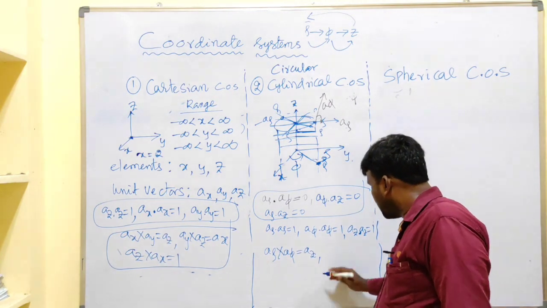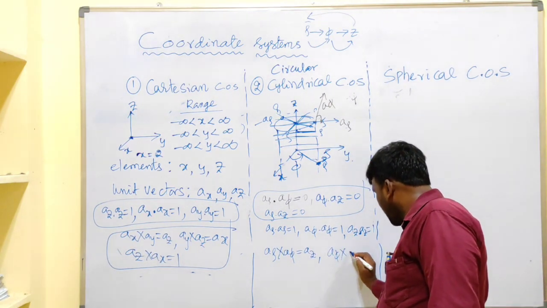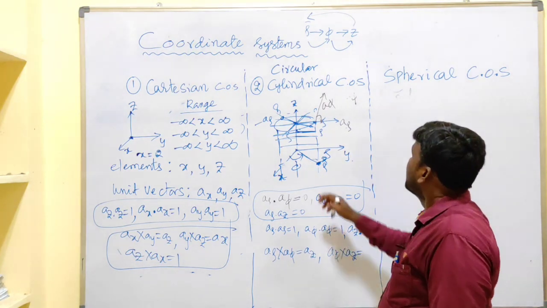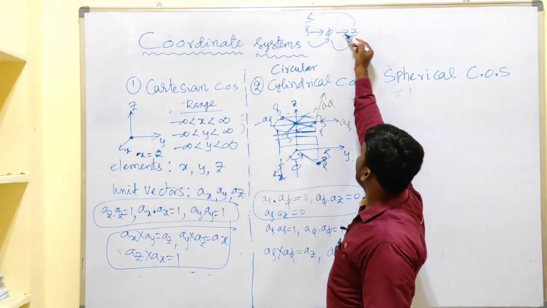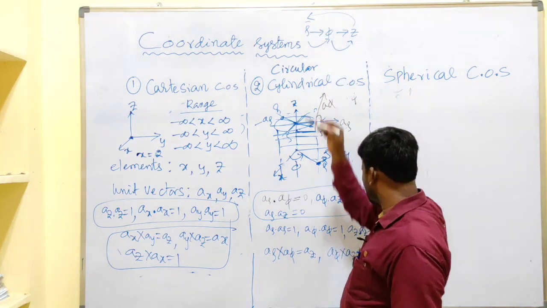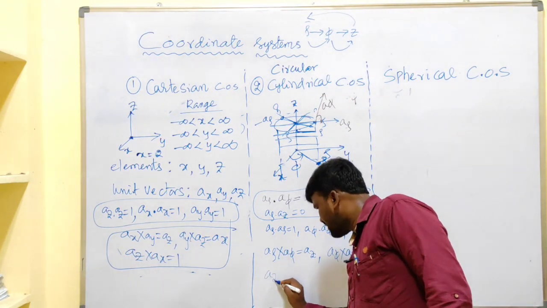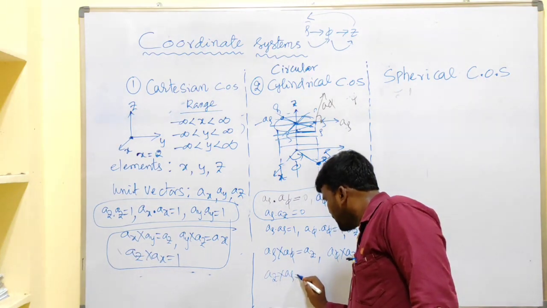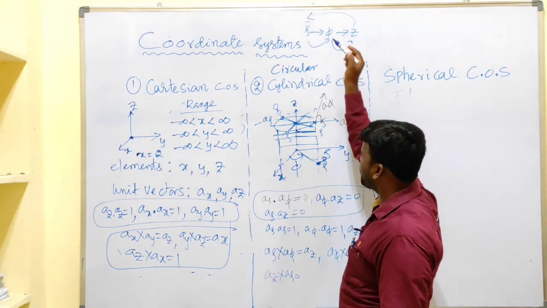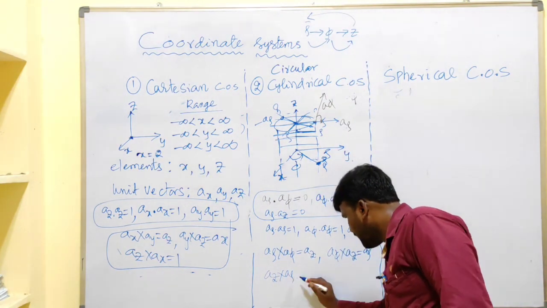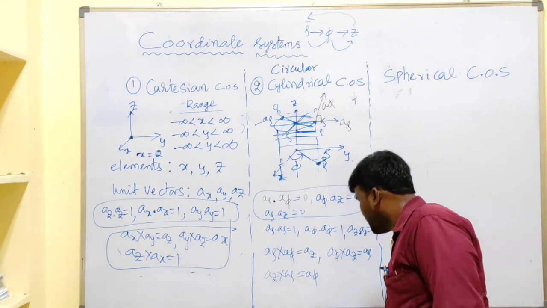Take the second element, that is a phi cross a z. Phi to z gives a rho. And next, a z cross a rho, that is z to rho, and again you will get a phi. So this is about the cross product.